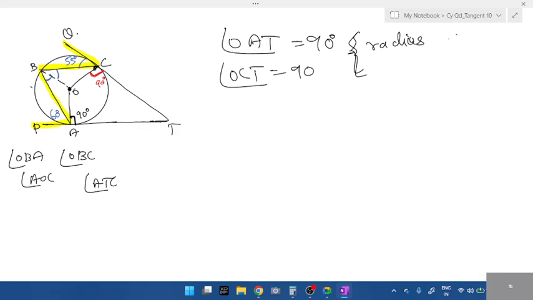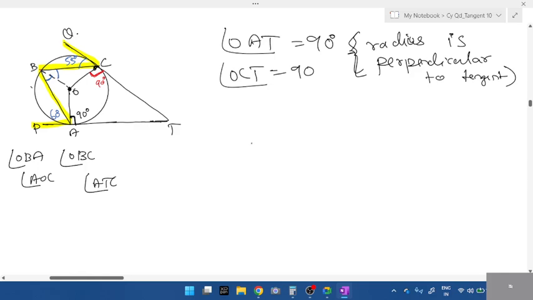Completed. Okay. Why OCT and OAT are 90, students? What reason do I need to write? Okay. So see, according to mathematical statement, you can write radius is 90-degree. What's the other word? Very good. The other word is perpendicular. Or you can even write radius touching the tangent is 90-degree, or radius is perpendicular to tangent.